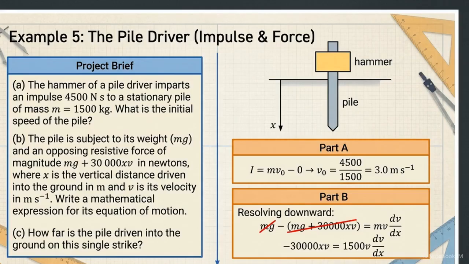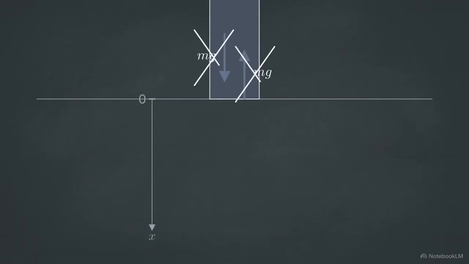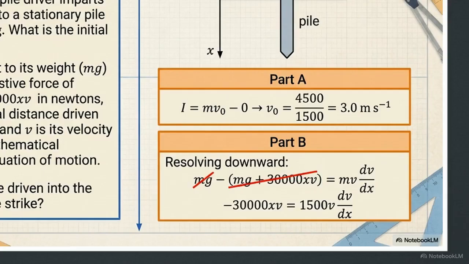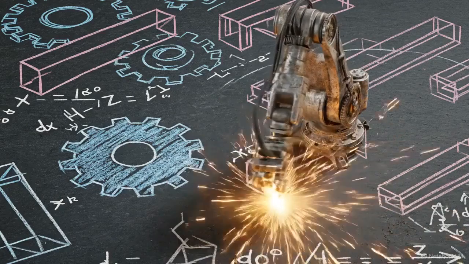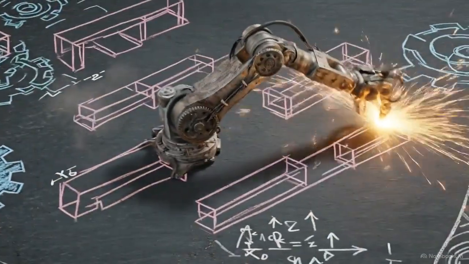Now we apply this to heavy industry. This diagram analyzes a pile driver, a machine driving foundations. In part B, we build a custom equation of motion from scratch using Newton's second law. Net force equals mass times acceleration. The constant weight of the pile is canceled out by the upward support of the Earth, leaving only the complex, position-dependent resistive force of the ground. Looking at this final mathematical expression, the resistance depends on the position, x. This means we must use the v dv by dx form of acceleration to correctly prepare for integration. By combining Newton's physical laws with the correct differential form, we can mathematically model any mechanical scenario, no matter how chaotic the forces become.